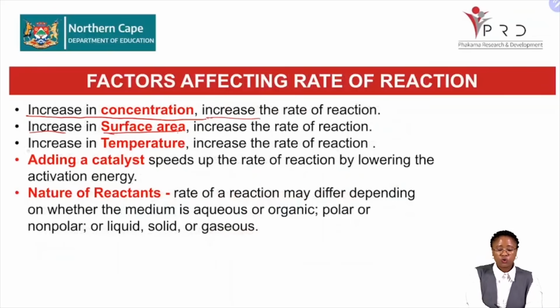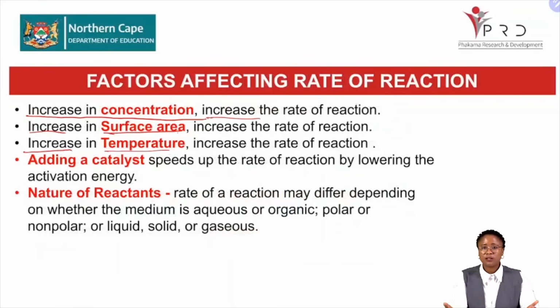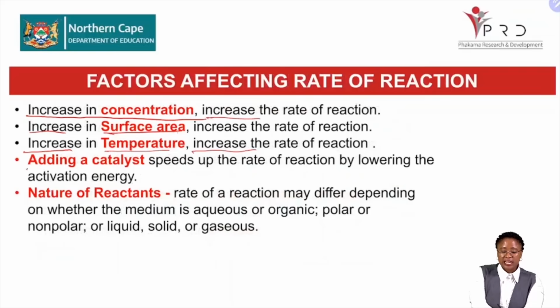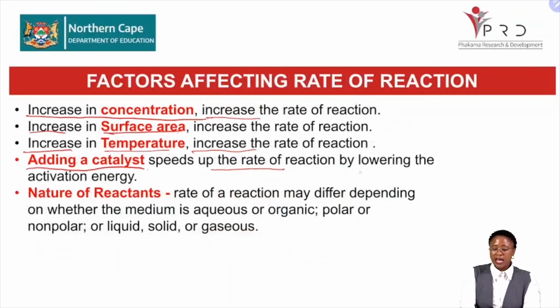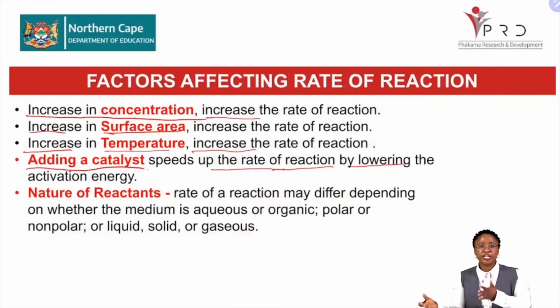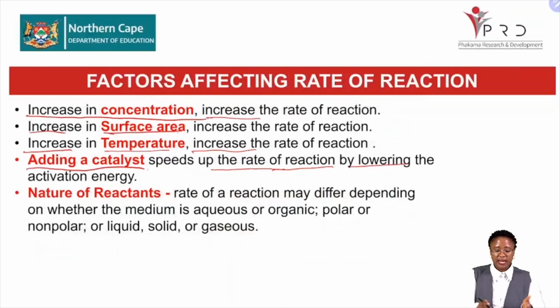All right. Also, increasing the temperature of a certain substance or a certain environment also increases the rate of reaction. All right. Adding a catalyst speeds up a reaction, the rate of reaction, by lowering the activation energy. Remember, we are looking at what makes the rate of reaction to increase or decrease. All right. And then also the nature of the reactant.